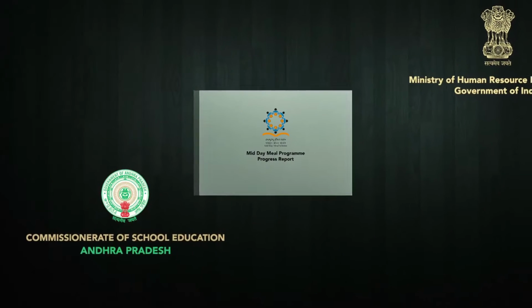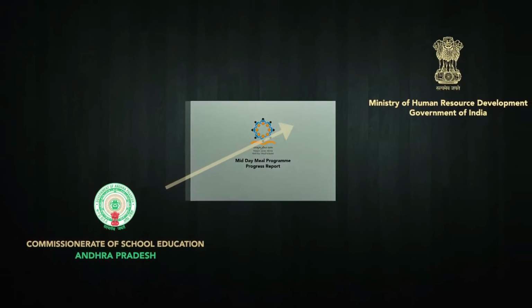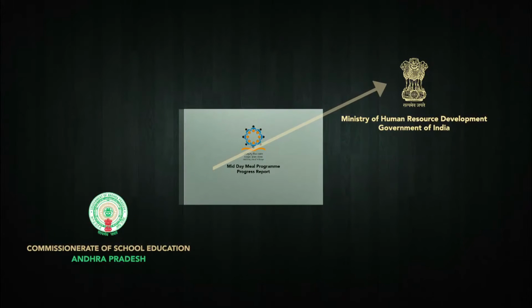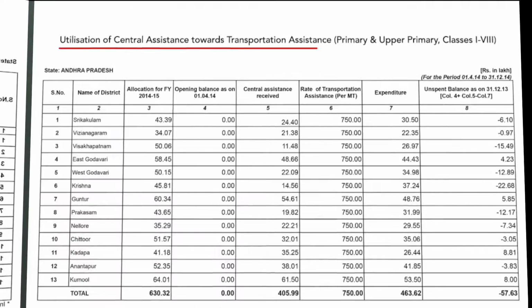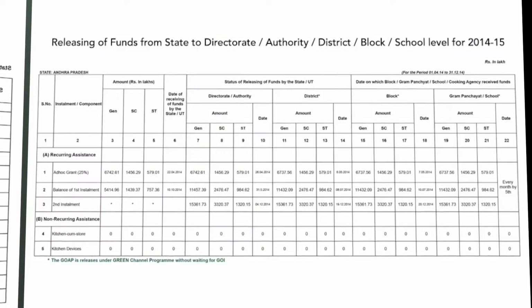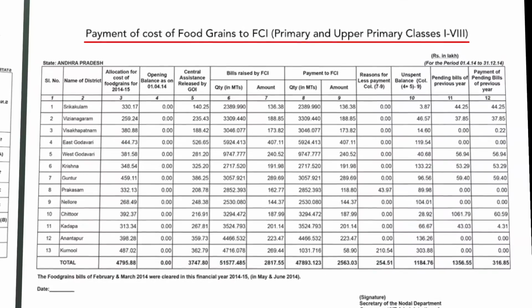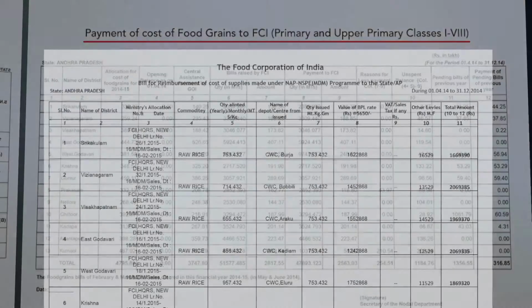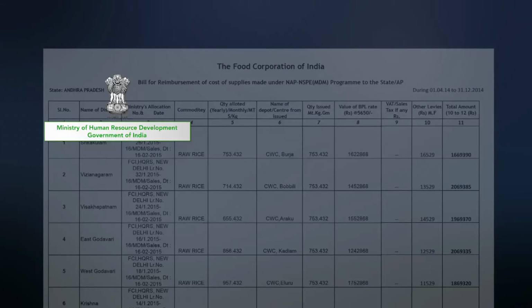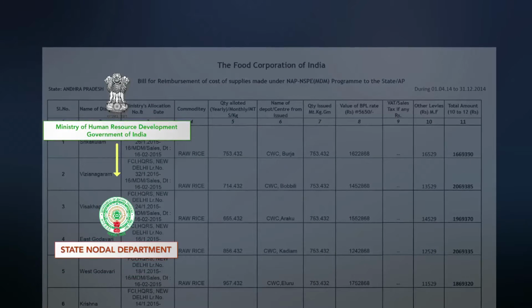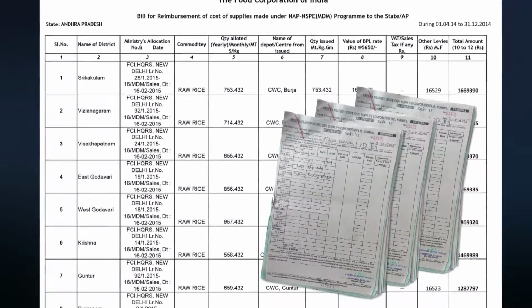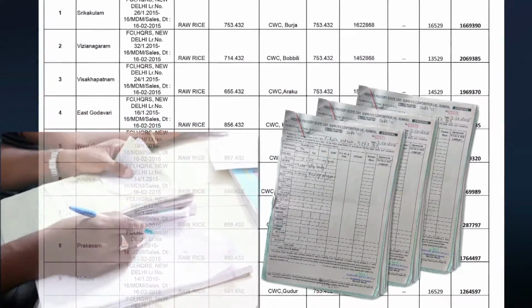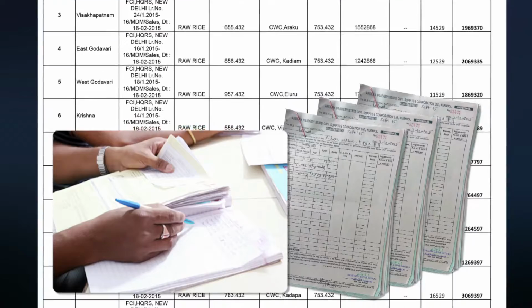The Directorate of School Education regularly submits the progress reports on the MDM scheme to the Ministry of HRD, Government of India. These include monthly report on offtake of food grains, quarterly claims towards transport subsidy, and quarterly progress report (QPR), etc. Ministry of Human Resource Development, Government of India forwards the information to the State Nodal Department on quantity of food grains supplied contained in the bills submitted by the FCI for verification before reimbursements are made.